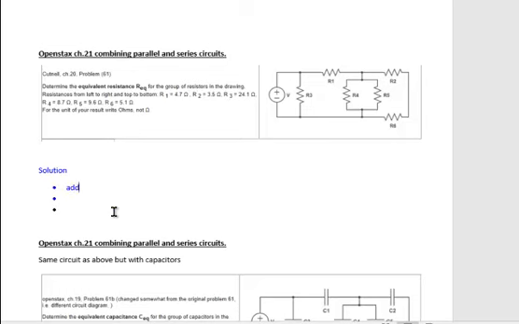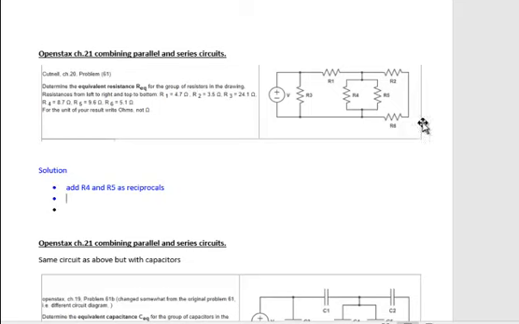So where do we start? Look at R4 and R5. They're definitely in parallel with each other. So add R4 and R5 as reciprocals. Reciprocals, did I spell that right? There we go.